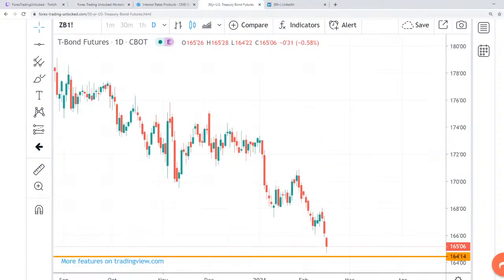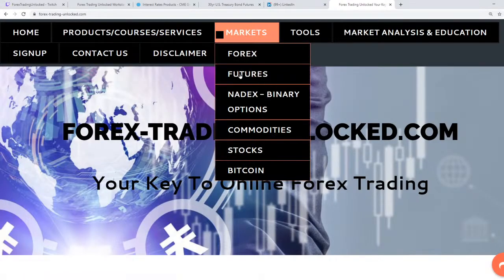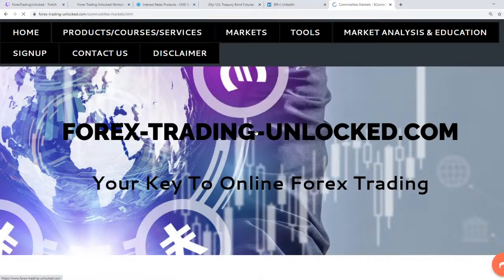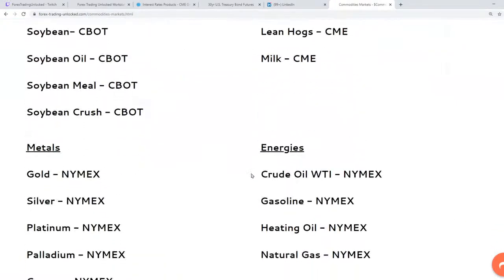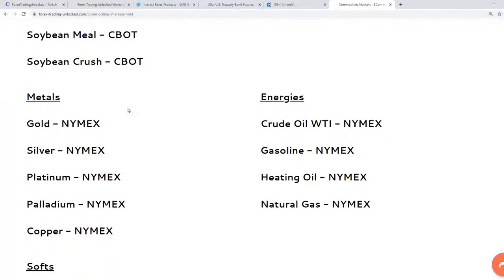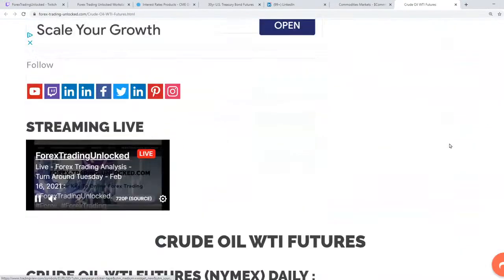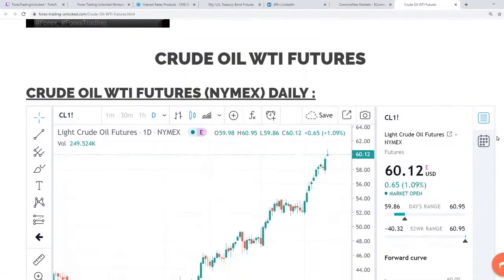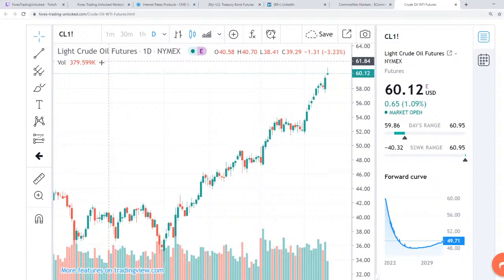In fact, since we looked at the Treasury bond market, let's pull up Forex Trading Unlocked, and we'll go down to commodities. Now this has all the different markets: we have the meats, the grains, the softs, the energies, the metals. Let's take a look at crude oil here. Crude oil as of the nightly trade. Look at this. We popped $60 a barrel on crude.